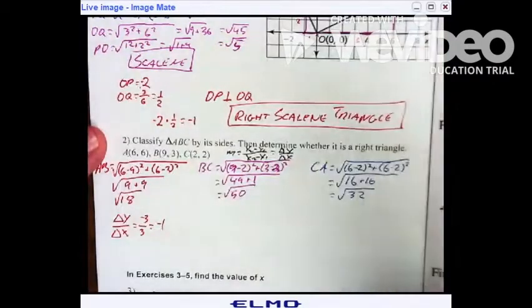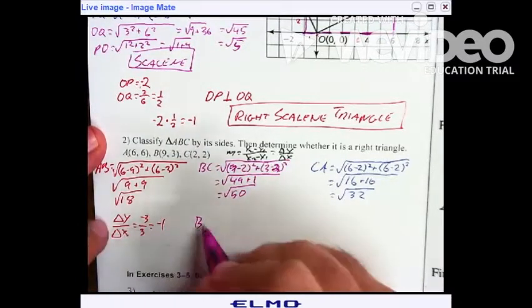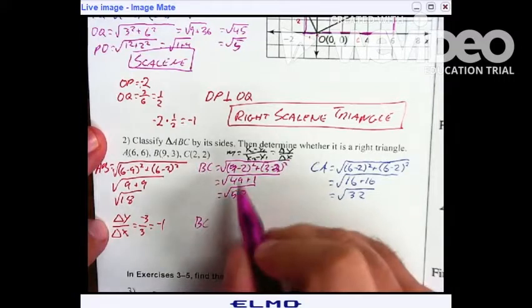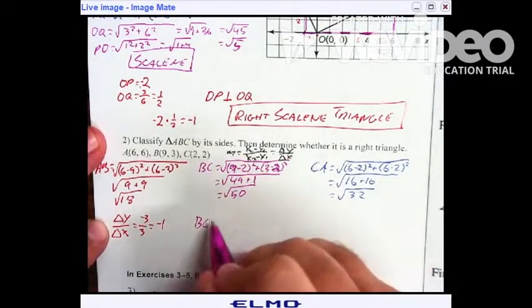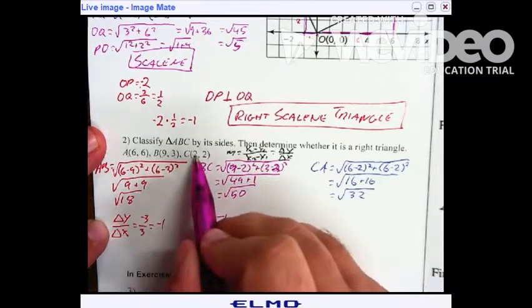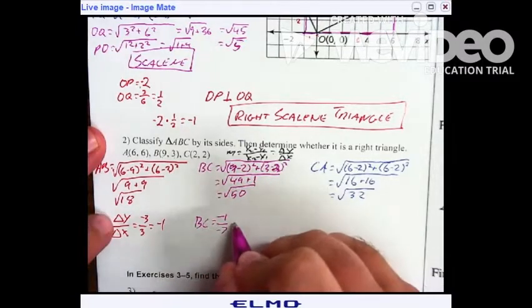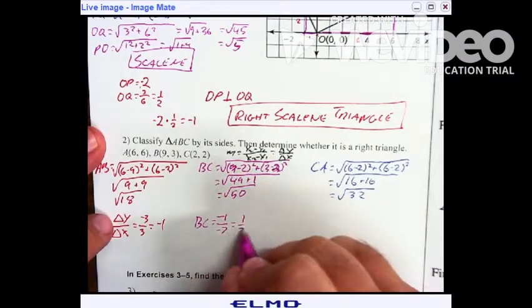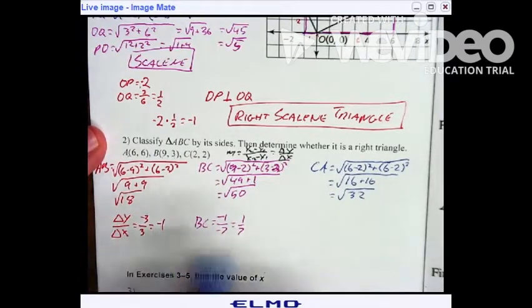All right. Let's take a look at BC. Segment BC, again, change in y over change in x. So change in y, I went from 3 down to 2, so that's going to be negative 1. And then I went from 9 down to 2, so that's negative 7. And so this is going to be 1/7. All right. No right angle so far.